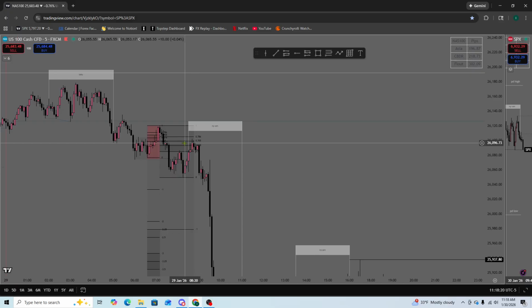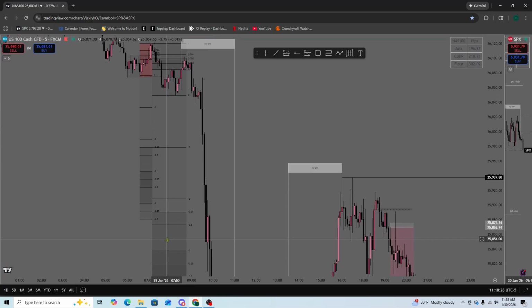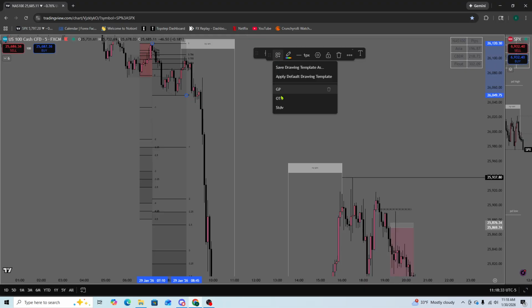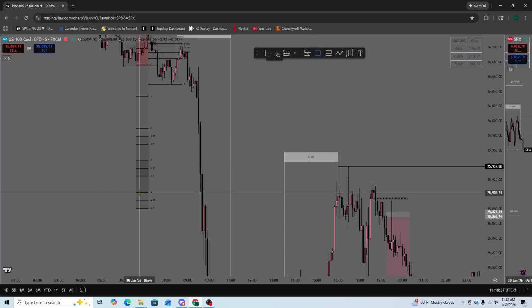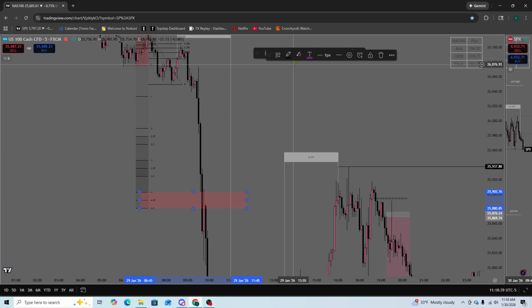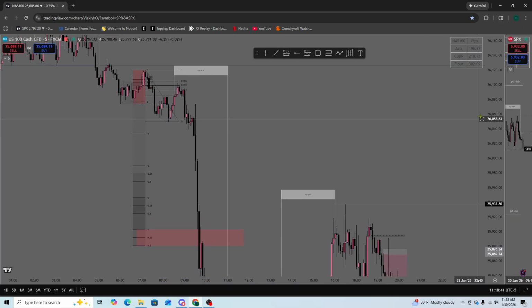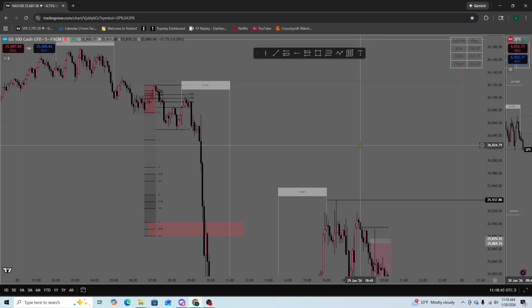Here, we come in, we accumulate, we manipulate, we distribute down, we mark our OTE. This aligns with this order block. We enter here, we short, and we can target our -4 standard deviation zone. And that would be how you use this as a target instead of a reversal point.